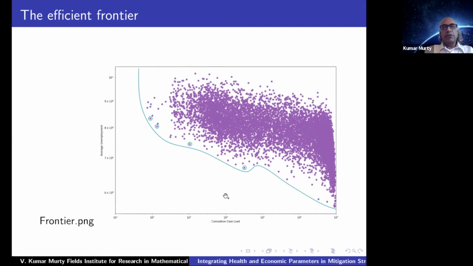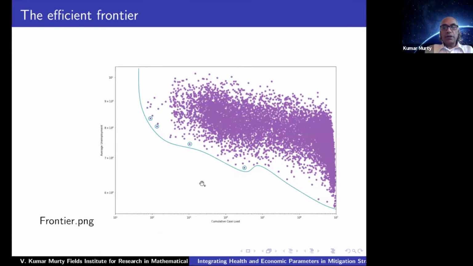Of course, taking into account all the assumptions we made, you can't do better than that. In other words, if you want to keep the cumulative caseload below a certain level, you've got to accept unemployment at a certain rate. So if you want to keep the caseload low, there's a point beyond which you won't do better in terms of average unemployment. This doesn't tell policymakers that they should choose this or that, but it just tells them that there is a boundary. So then you have to choose somewhere along this boundary.